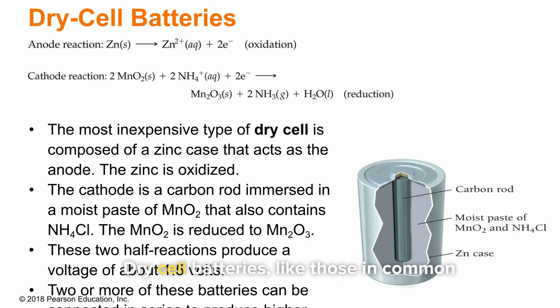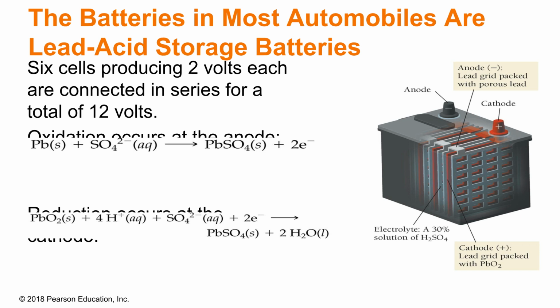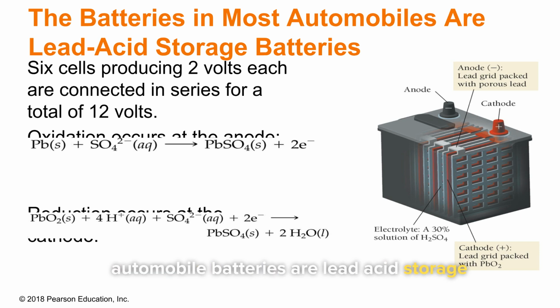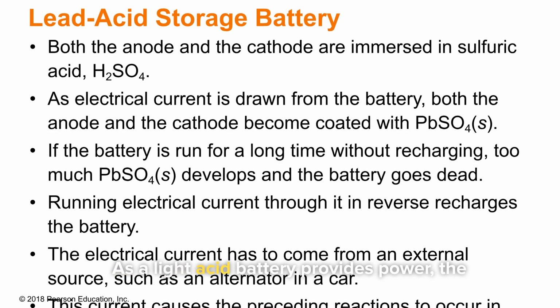the electrodes. Dry cell batteries, like those in common devices, use a zinc anode and a cathode made of carbon and manganese dioxide. These typically produce about 1.5 volts, which can be scaled by connecting cells in series. Automobile batteries are lead-acid storage batteries. They consist of 6 cells connected in series, totaling 12 volts, utilizing lead and lead oxide and a sulfuric acid electrolyte. As a lead-acid battery provides power, the electrodes become coated in lead sulfate. Recharging the battery via the car's alternator reverses this process, returning the materials to their original state.